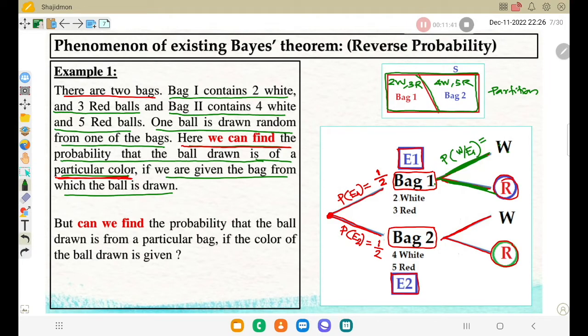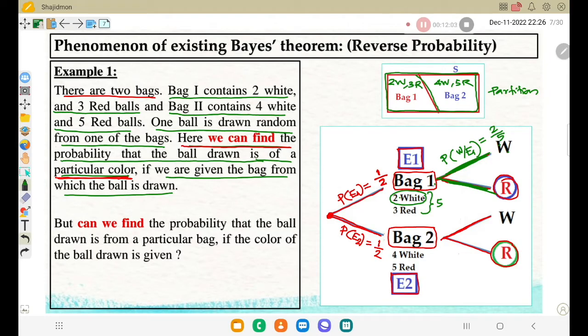So what is that probability? In bag number 1 we have 2 white balls. How many total balls are there? 2 plus 3, that is 5 balls. So what is the probability of a white ball from bag number 1? That is the number of white balls, 2, divided by the total number of balls, 5. 2 divided by 5. Hope you understood that one, correct?